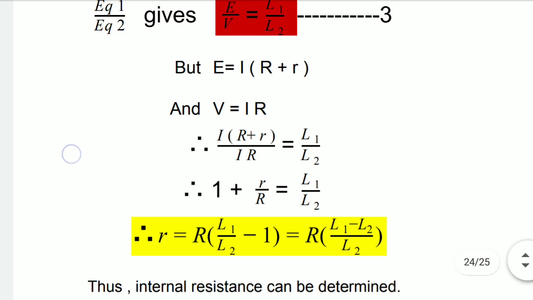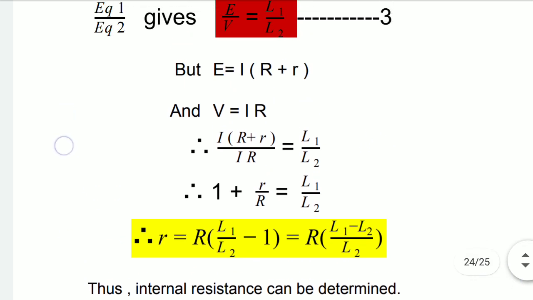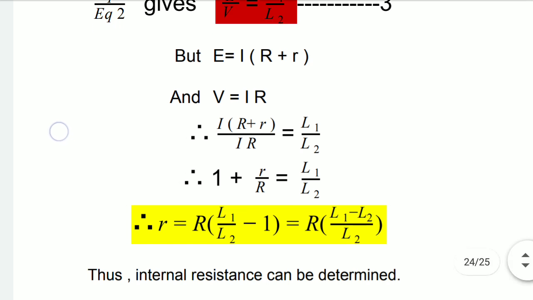You solve this mathematically and you will find that small r is equal to capital R into bracket L1 upon L2 minus 1, which of course I can also write as capital R into bracket L1 minus L2 divided by L2. As all the quantities on the right hand side, capital R, L1, L2, are known to us, you can find the internal resistance of the cell.